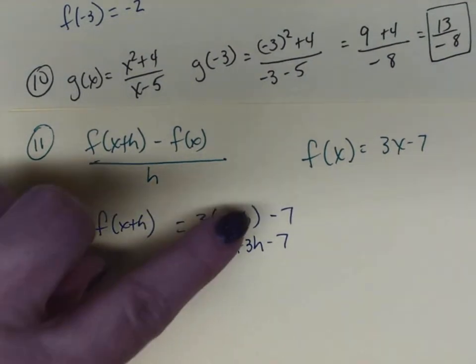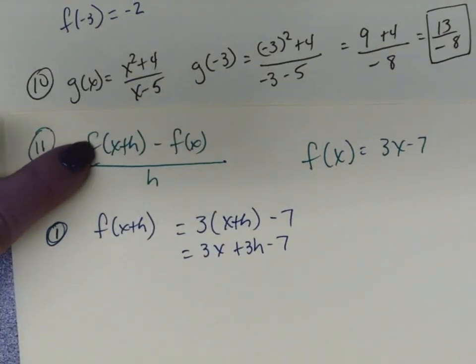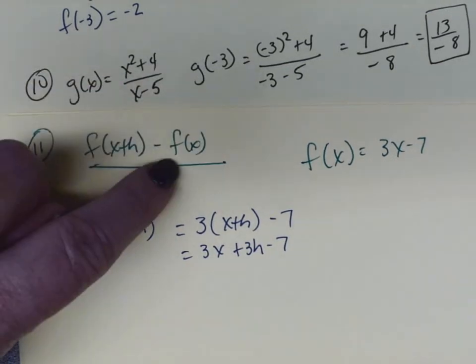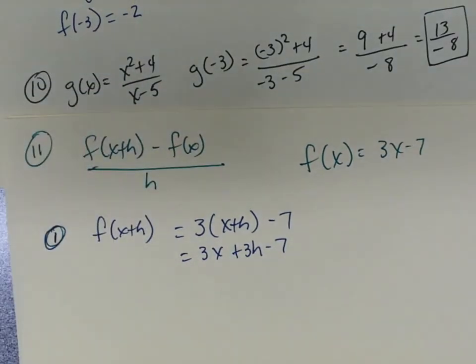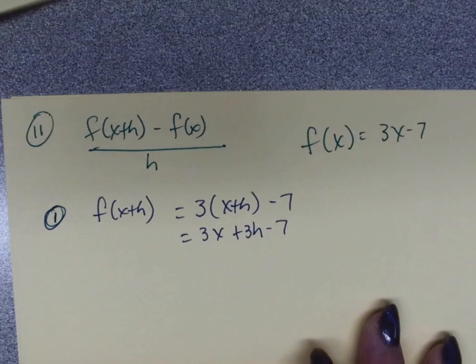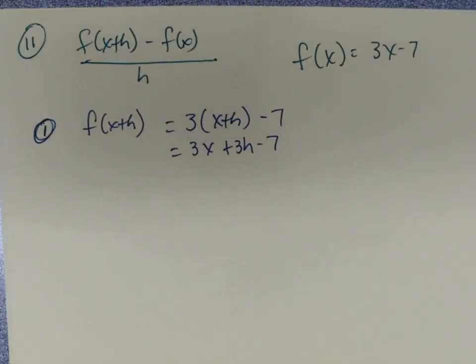Now you can do this problem all at once, but I'm going to find our f of x plus h, then we'll subtract our f of x, and then we'll put it over h, because I think it can be a little bit easier to do when we don't have as much going on.